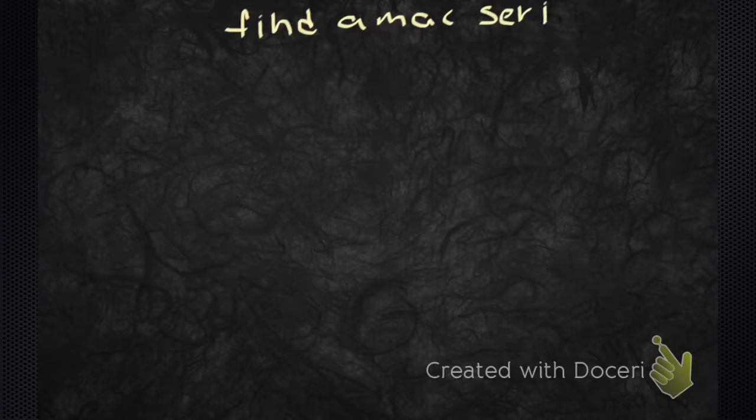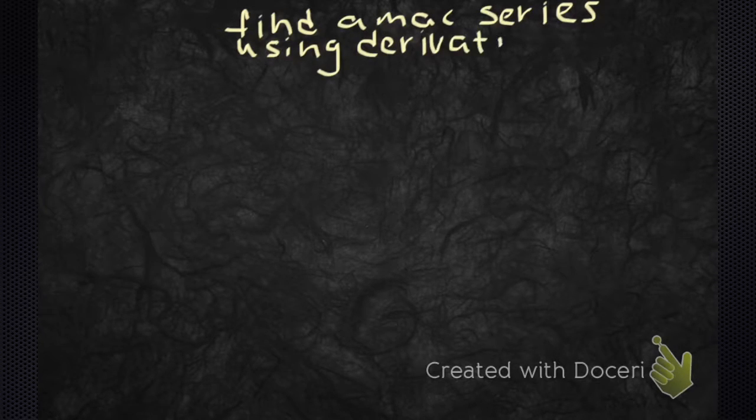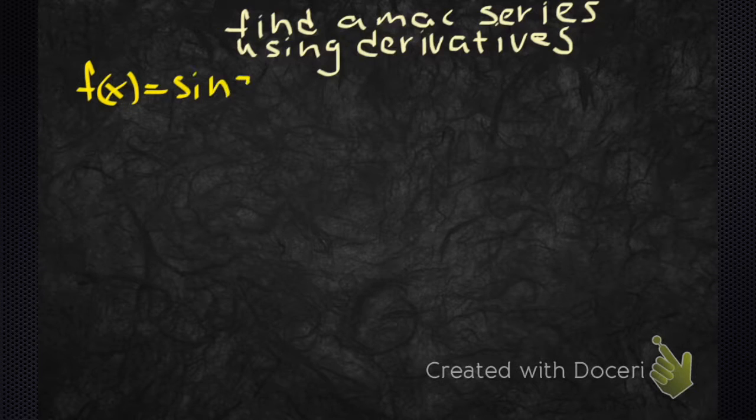We want to find a Maclaurin series using derivatives. And how? Of what? We're finding the Maclaurin series of this guy, f of x is equal to the sine of 3x. What's next? We need to get a bunch of derivatives.